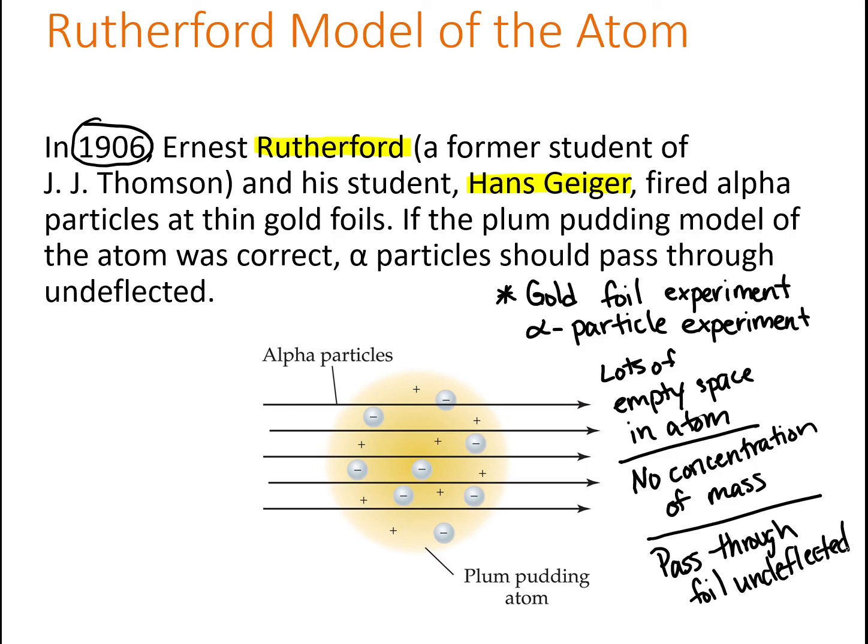So that was their hypothesis. Assuming the plum pudding model is correct, these alpha particles should pass through this gold foil because it's mostly empty space. There's nothing there to stop these particles, nothing that's big enough to stop or deflect the particles.